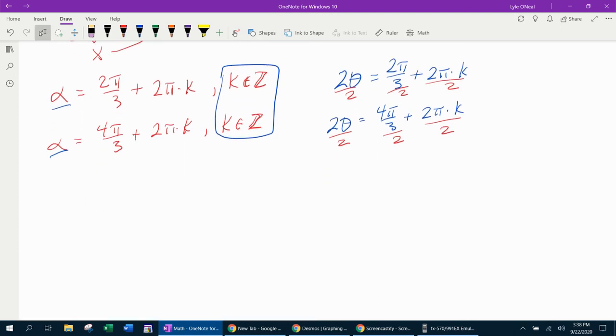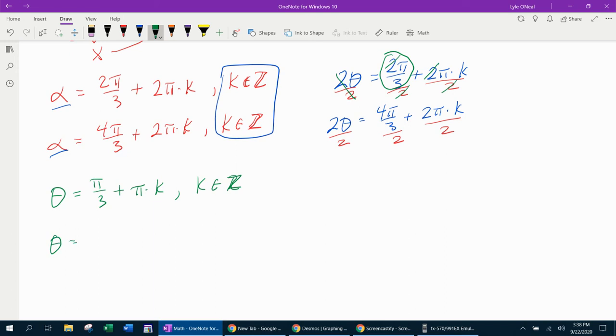All right, so now we're going to have theta. Let's do it in green. Theta is, if I do my 2 pi over 3 divided by 2, those 2's will cancel. That's going to be pi over 3 plus, these 2's will cancel, pi k. K is an integer.